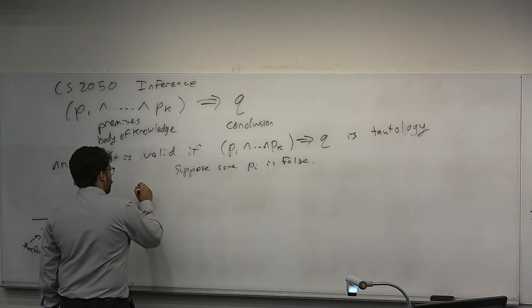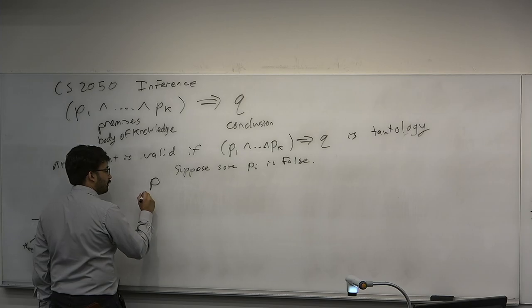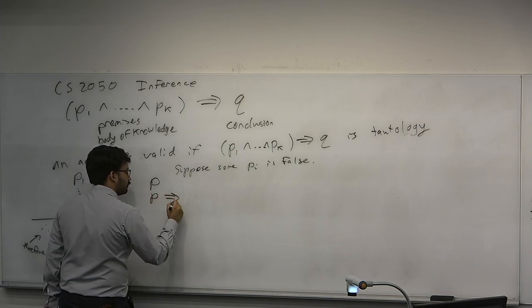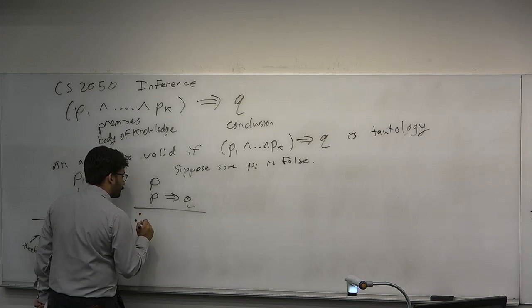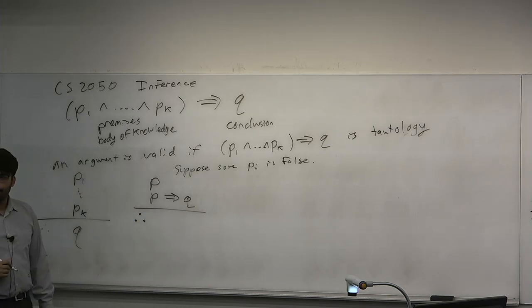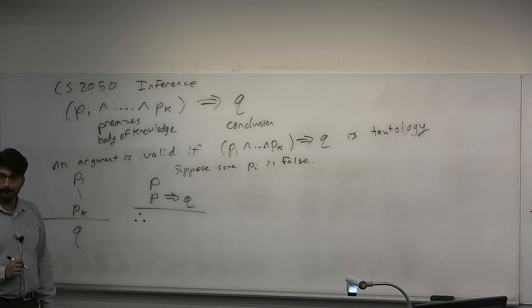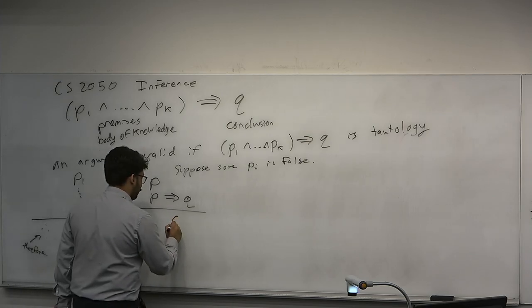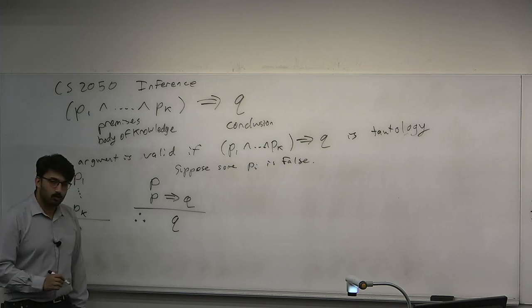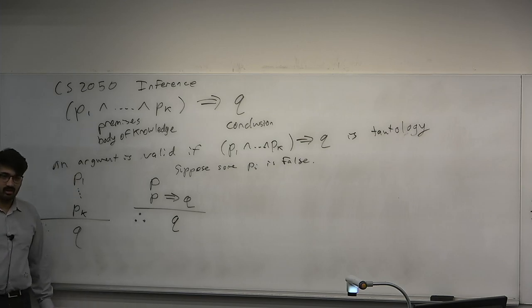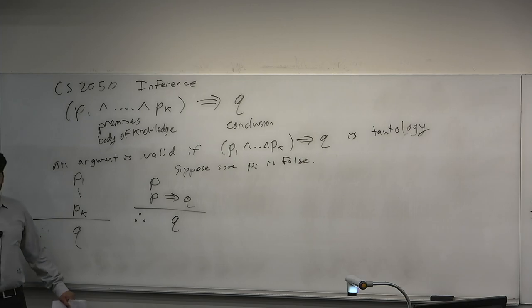Let's do an easy one. P implies Q. Therefore, what? Q. This is probably the most famous rule of inference ever. In some sense, everything is simply this rule of inference. It has a name. Does anyone know the name of this? I expect no one to know this one. It's called modus ponens.